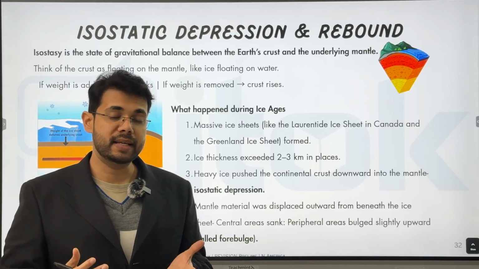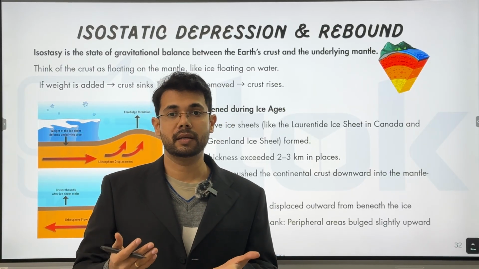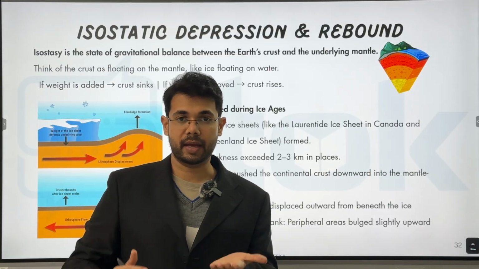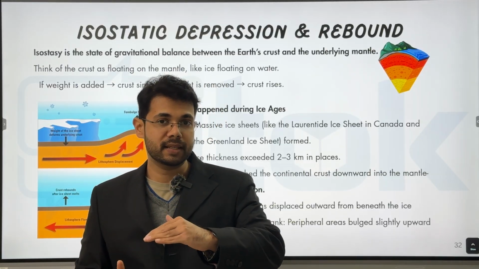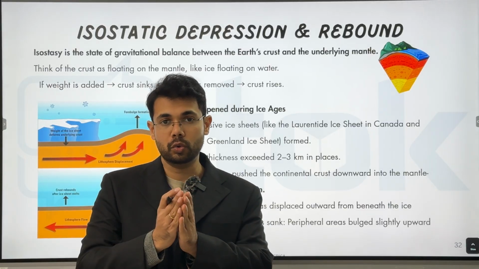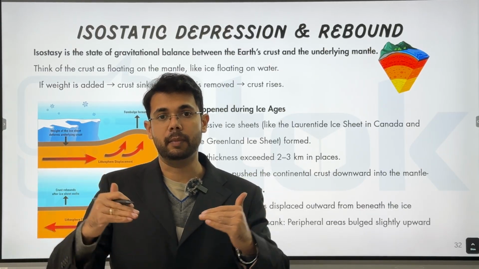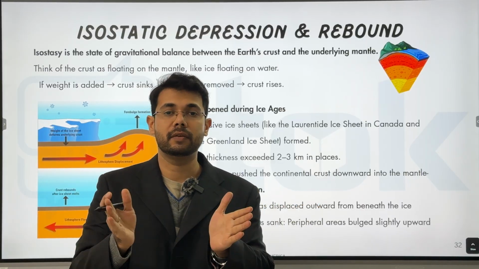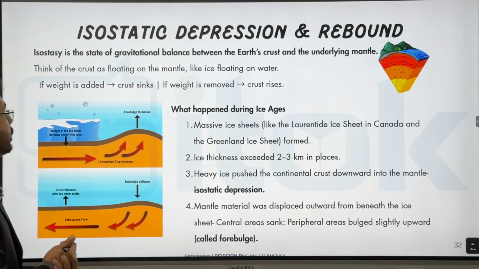Now, when the ice layer is melting, the weight is getting lifted and the crust is getting back into its original form. When the crust comes back to its original form, those areas which had gone to the sides will start coming down, and we will again see a rise in sea level as well. So let us see the process over here.